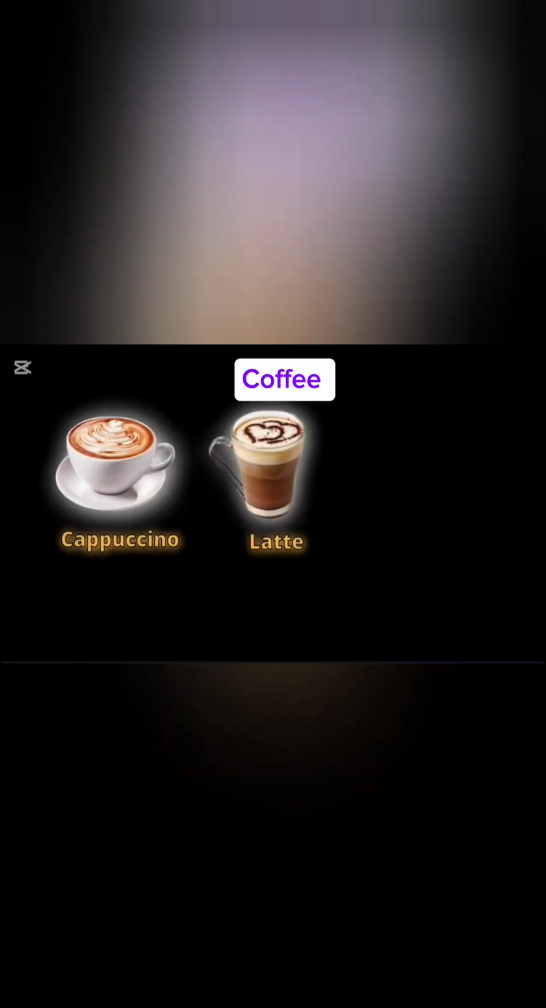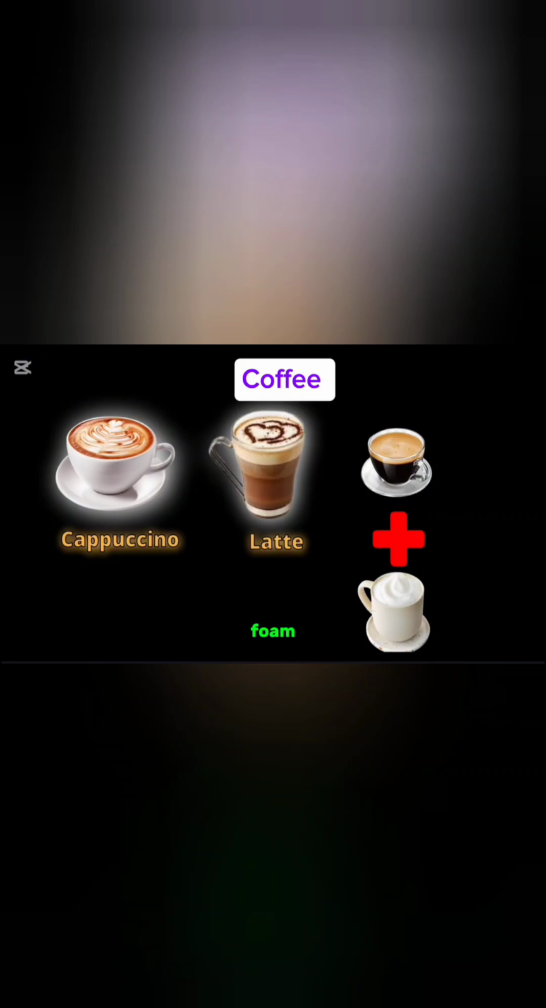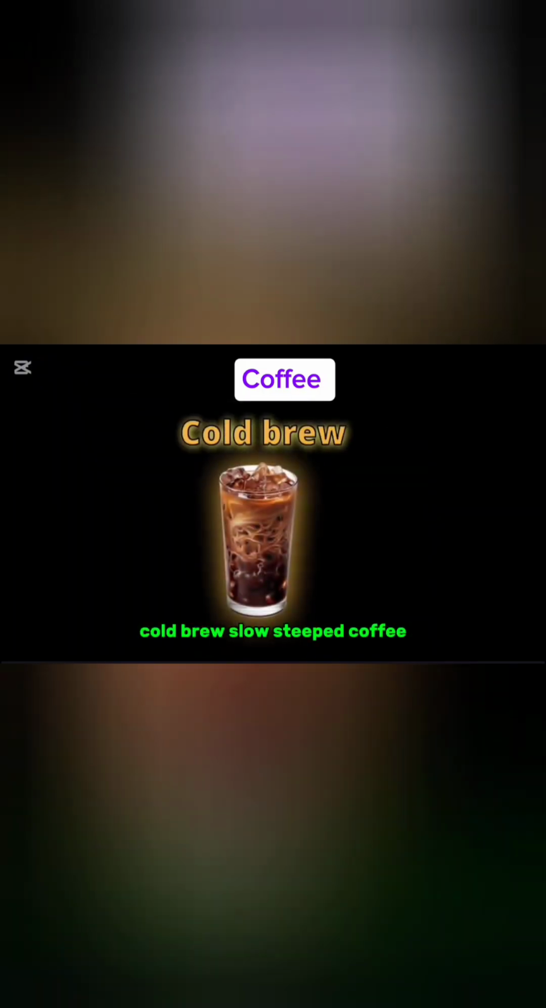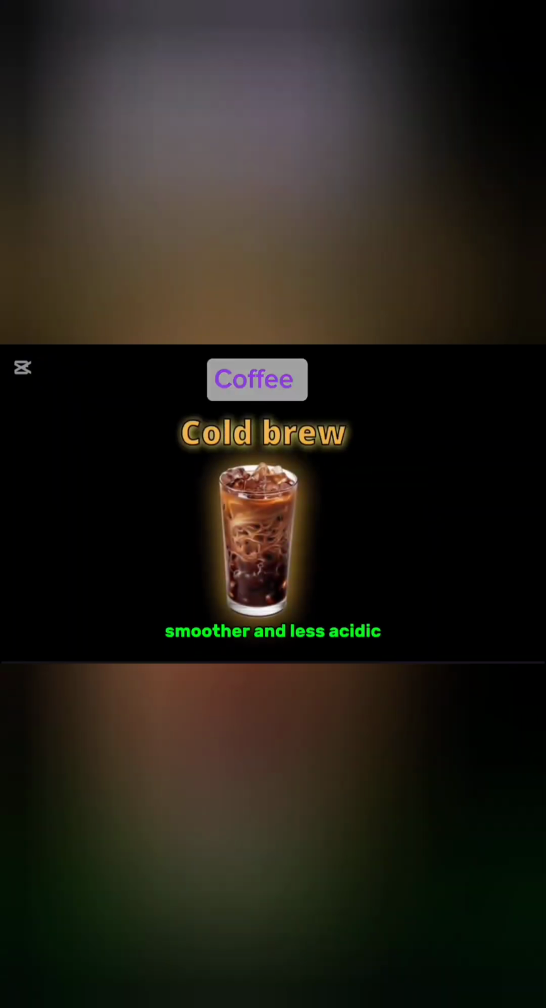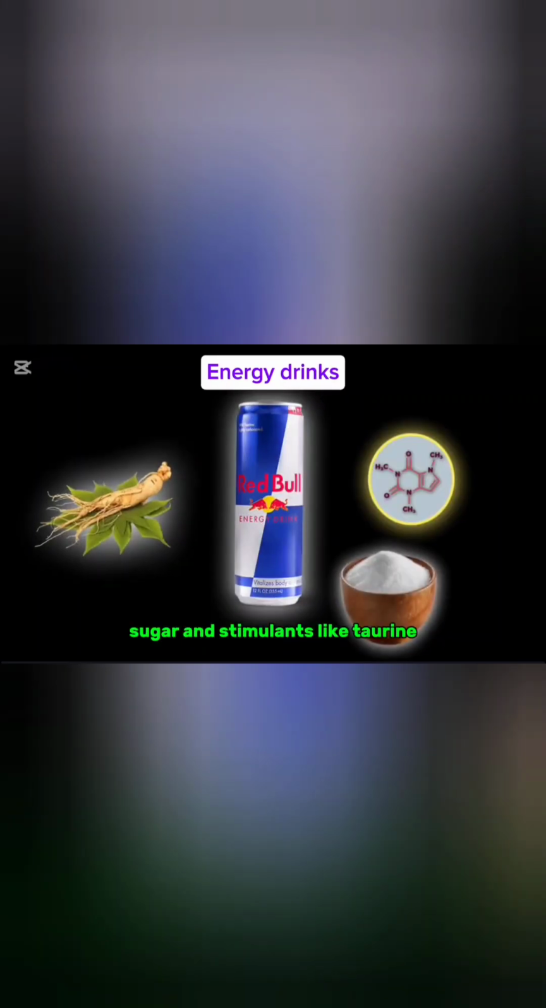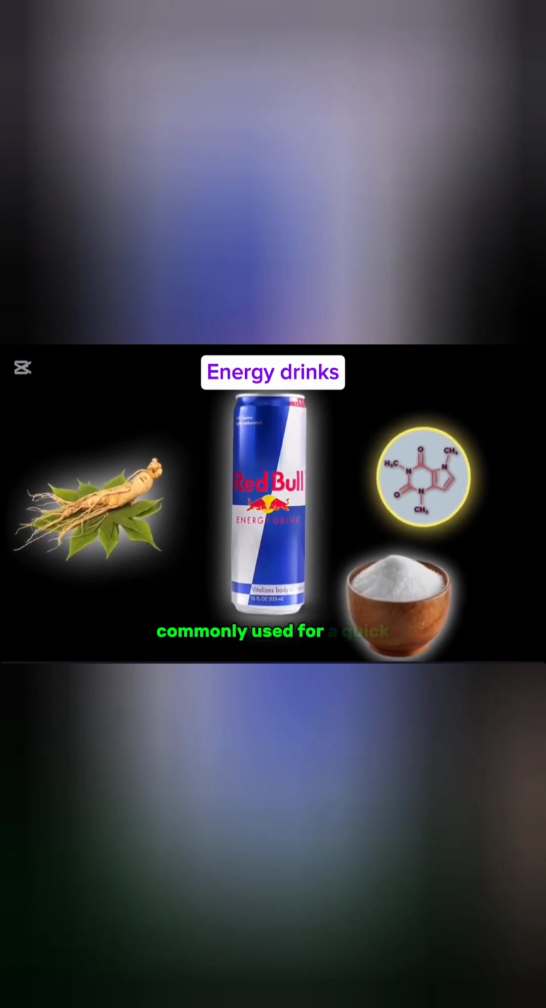Cappuccino and latte, espresso with steamed milk and foam. Cold brew, slow-steeped coffee, smoother and less acidic. Finally is energy drinks, which contain caffeine, sugar, and stimulants like taurine or ginseng, commonly used for a quick energy boost.